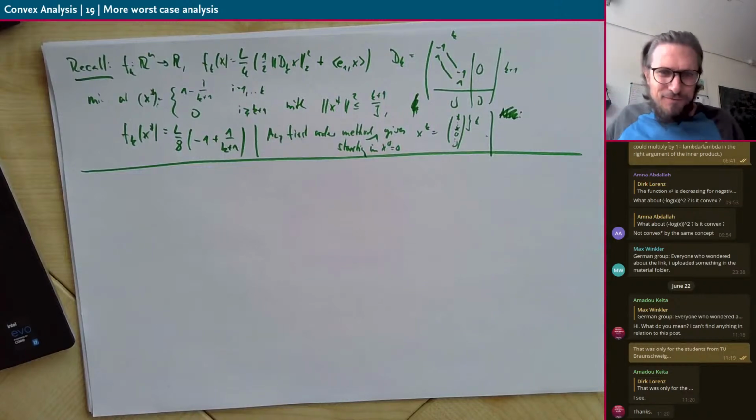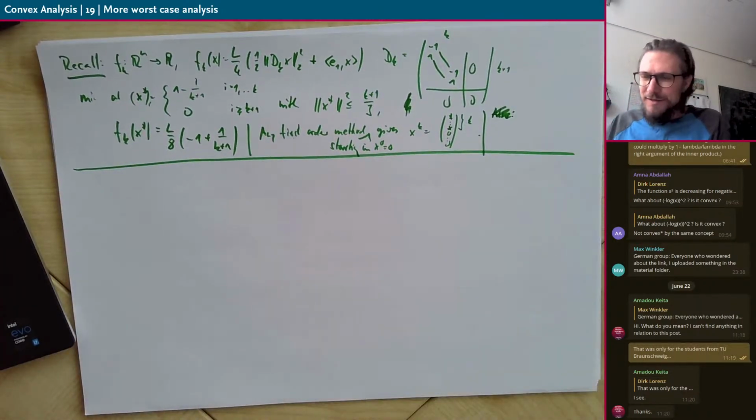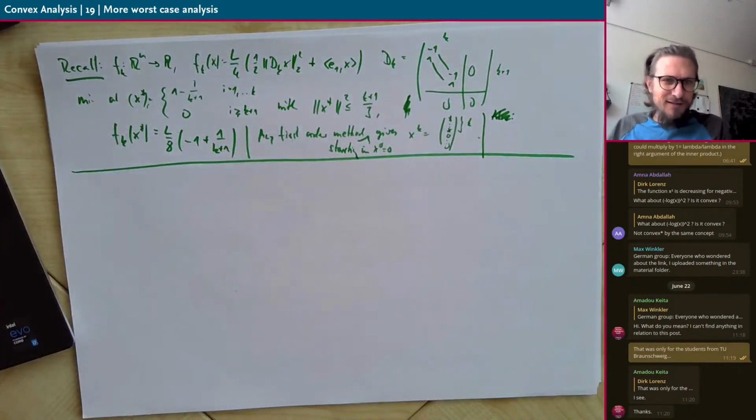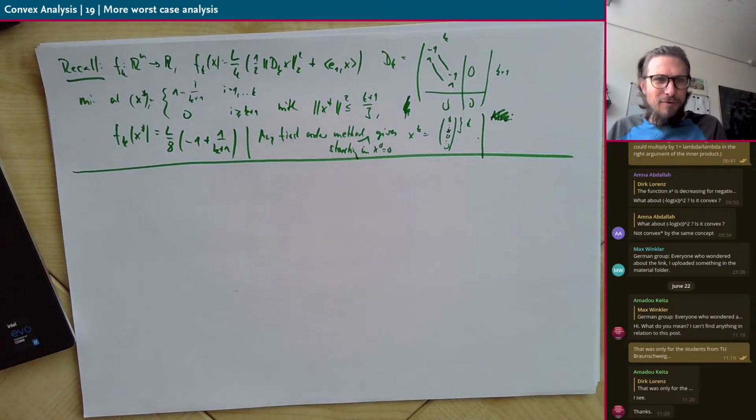Okay, so welcome everybody to lecture number 3 or lecture number 19, depending on where you are, of the convex analysis or convex optimization course. So today we're going to finish off the worst case analysis for the case of convex and L-smooth functions, and also for the case of convex, L-smooth and mu strongly convex functions.